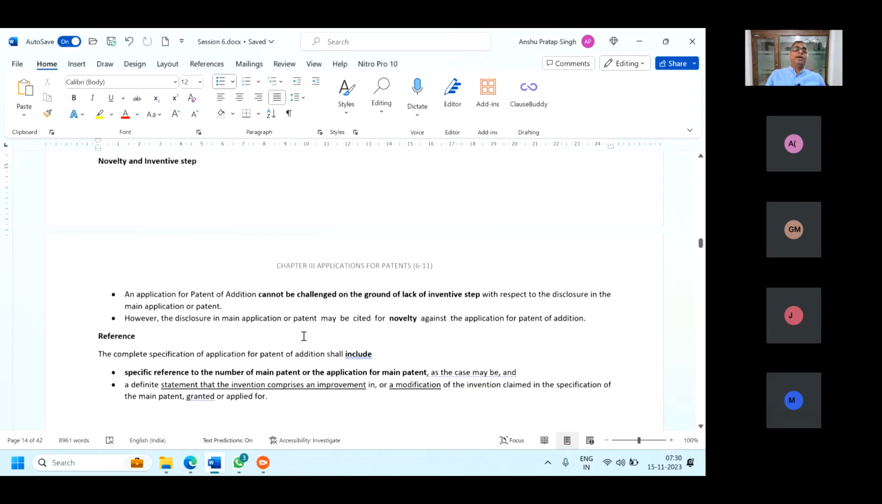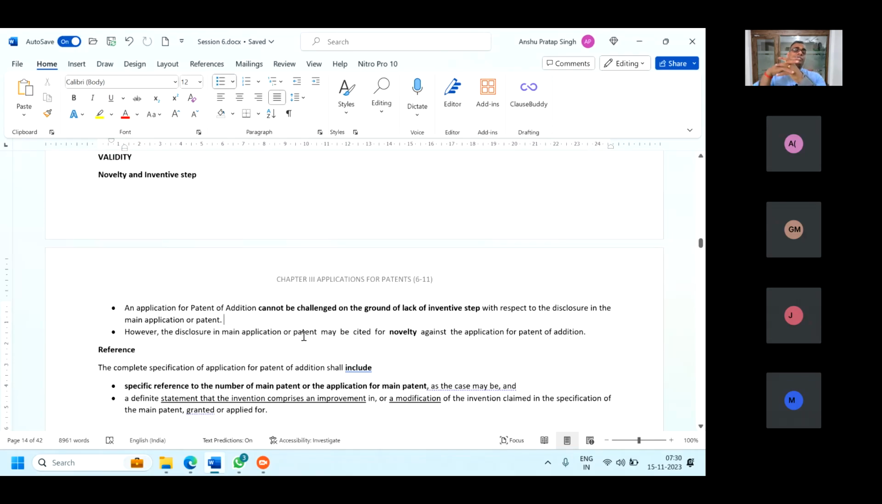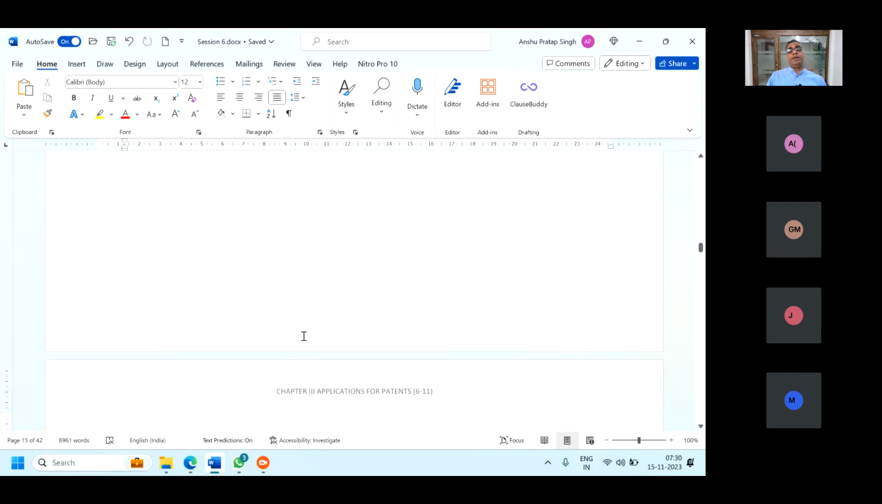Same thing as before: the complete specification of an application for patent of addition shall include the specification of the number of the main patent or application for main patent. Then a definite statement has to be provided that this invention comprises an improvement or modification of the invention claimed in the main patent, which has been either granted or applied. Okay, so we understand patent of addition.